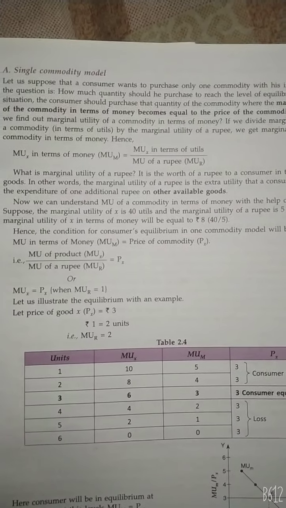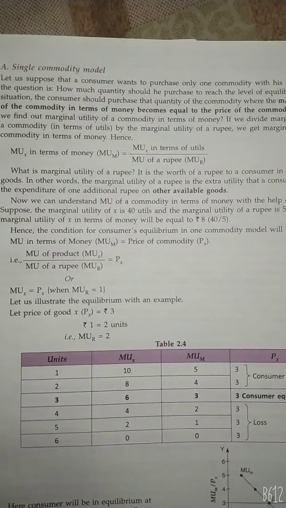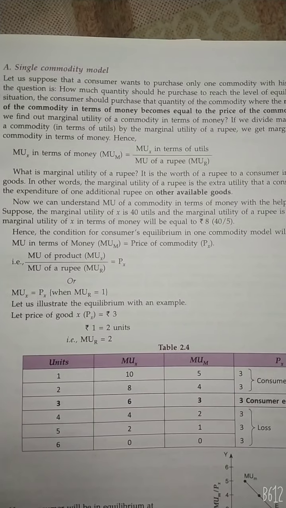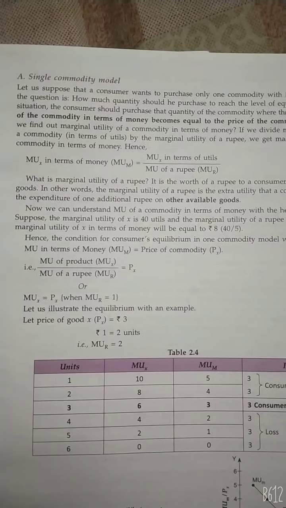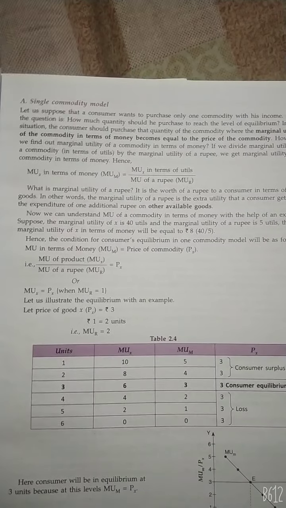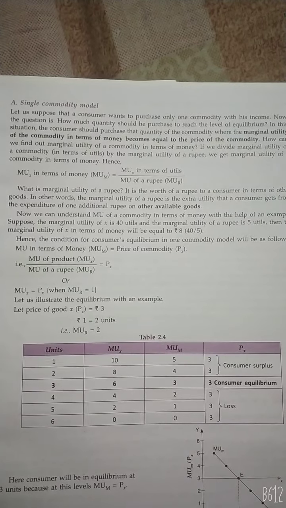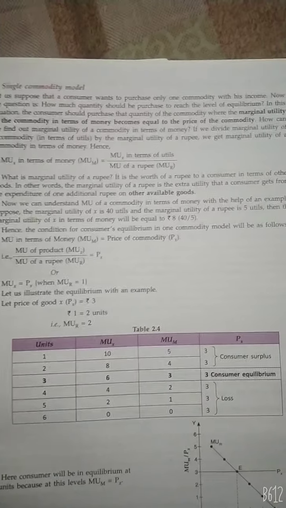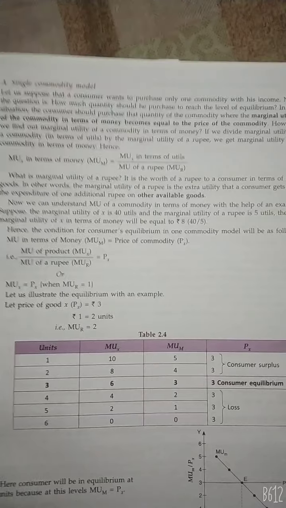In a single commodity model, the purchase of a commodity by a consumer depends on three factors. First, price of the commodity. Second, marginal and total utility of the commodity. Third, marginal utility of money. Let us suppose that a consumer wants to purchase only one commodity with his income, and the question is how much quantity should he purchase to reach the level of equilibrium.